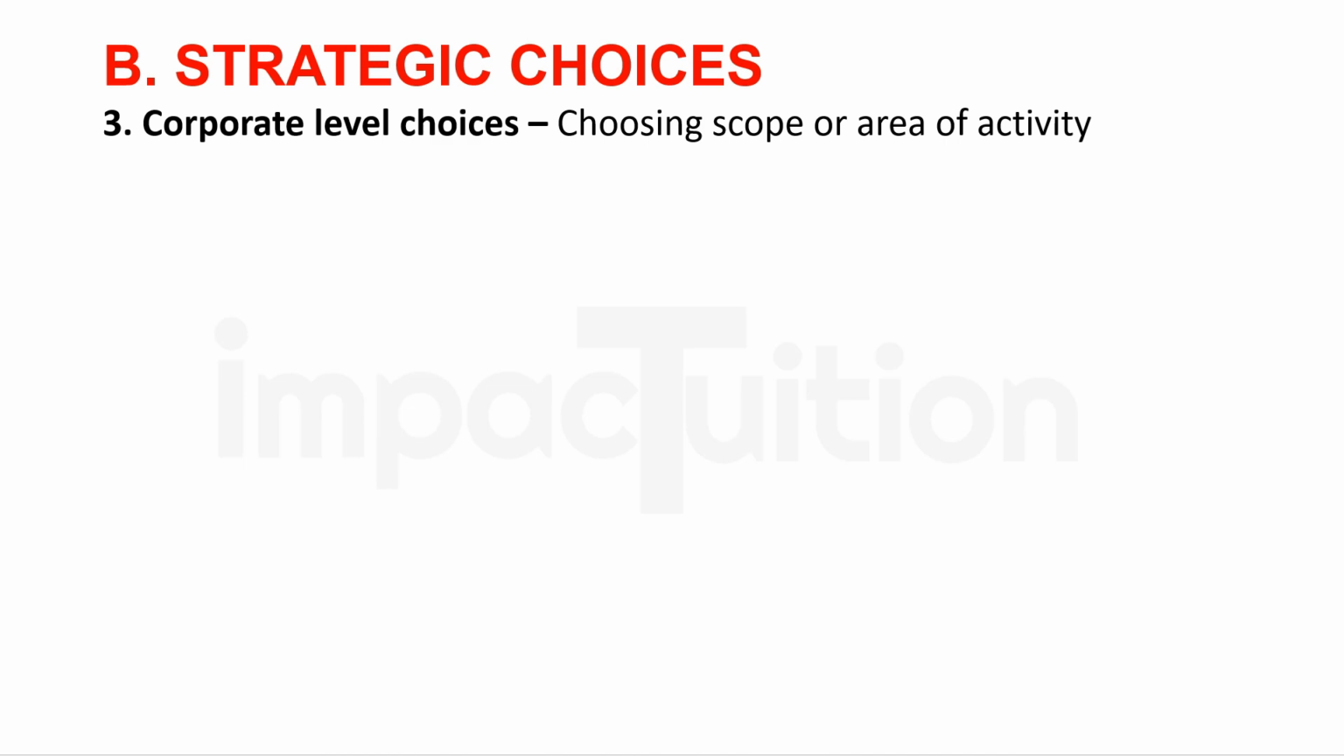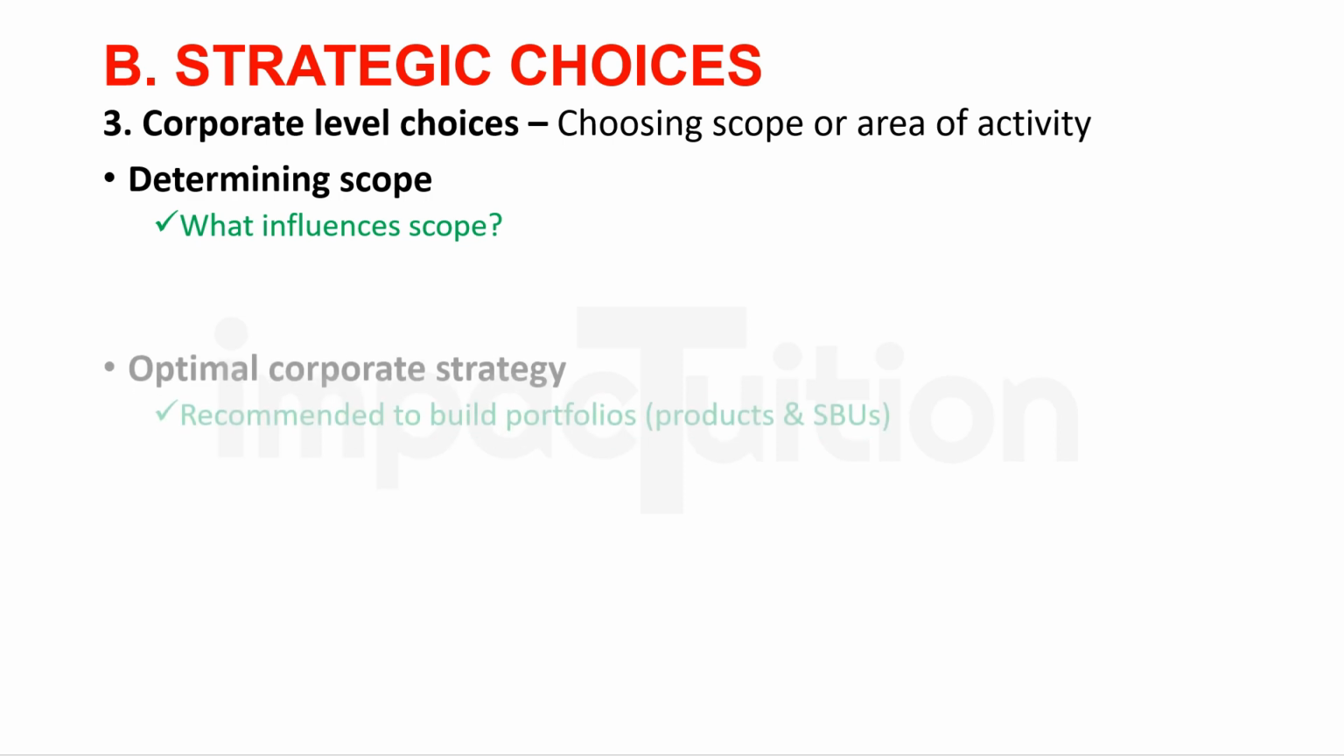Then finally, still under strategic choices, we will look at the corporate level choices. The issues we will consider include determining scope and what influences scope. We will also look at the optimal corporate strategy, and the recommendation is to build portfolios, which is made up of products and SBUs or strategic business units.